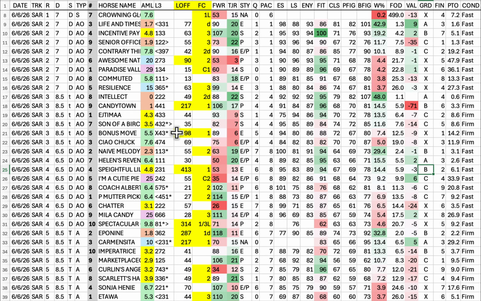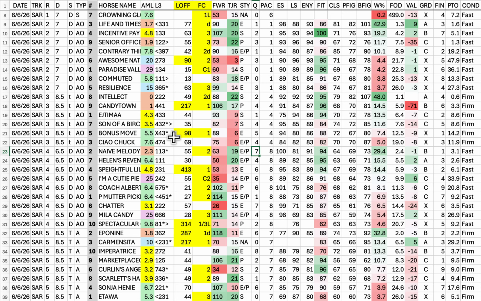Race 4, Naive Melody, top horse, most likely winner. Went off at like 3-1, I think. 3-1. Went off at 3-1. You can see Helen's Revenge got bet down to 2.6, and these value scores are based on the adjusted morning line, which was 6.4. So Helen's Revenge went down in value.